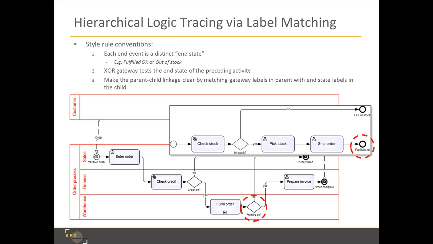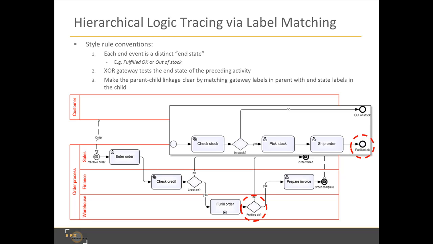Just to quickly illustrate how this works, the child level of fulfill order has two end states, fulfilled OK and out of stock. Since there are two end states, we label the gateway "fulfilled OK?" and the gates are labeled yes and no. Alternatively, we could have left the gateway unlabeled and labeled the gates fulfilled OK and out of stock.